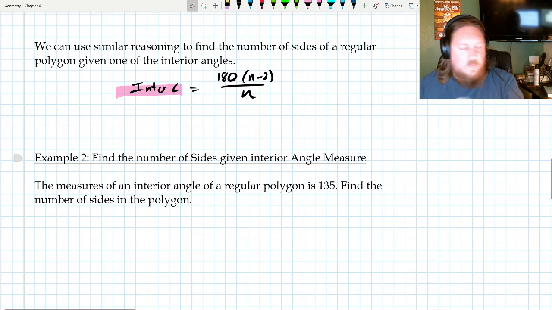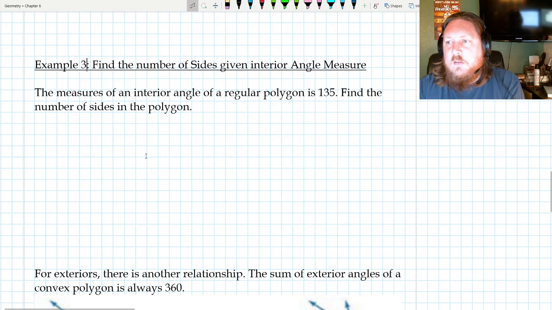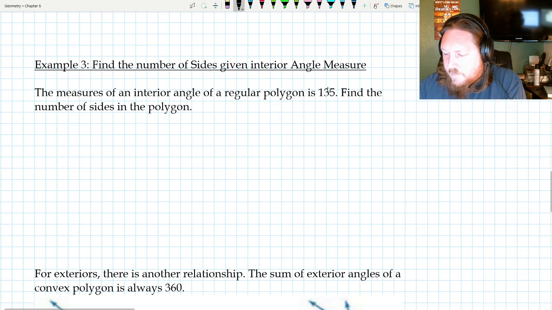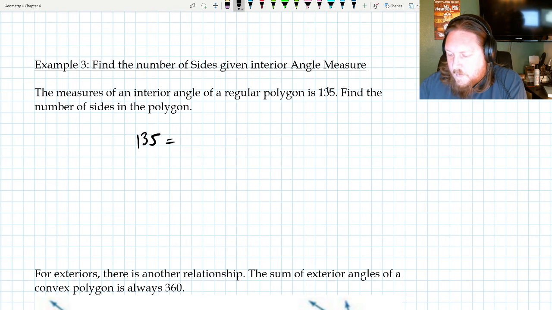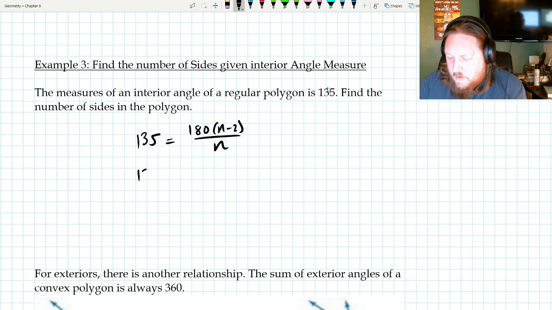It's actually example 3. So we're going to find the number of sides given the interior angle measure. The measure of an interior angle of a regular polygon is 135. So 135 is equal to 180 times (n minus 2) over n. And that's my setup. Now I just go to solve the equation. Multiply both sides by n. That's always going to be your first step. And I'm also going to distribute here.